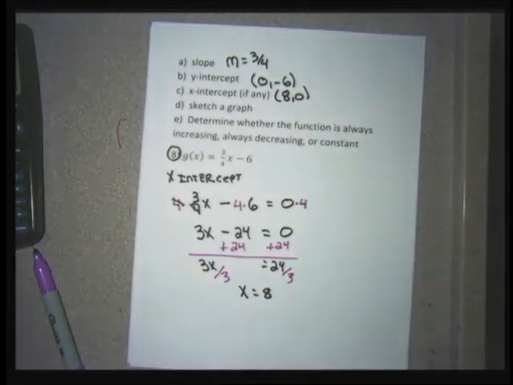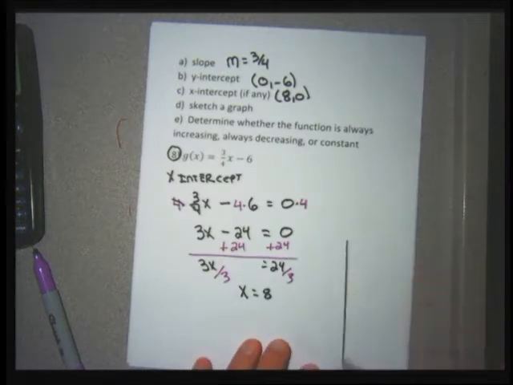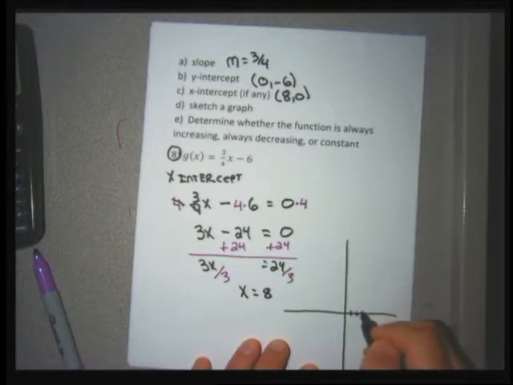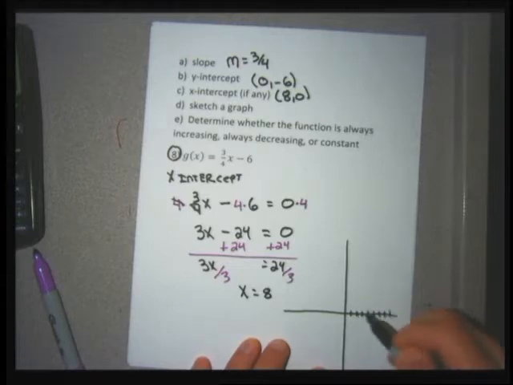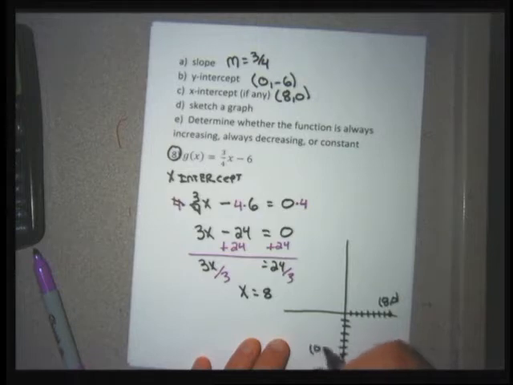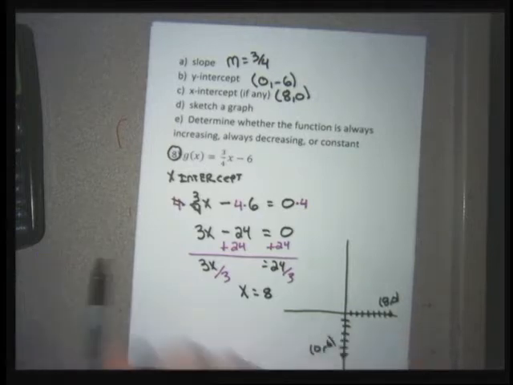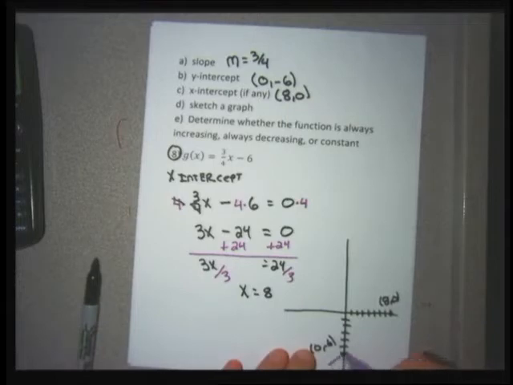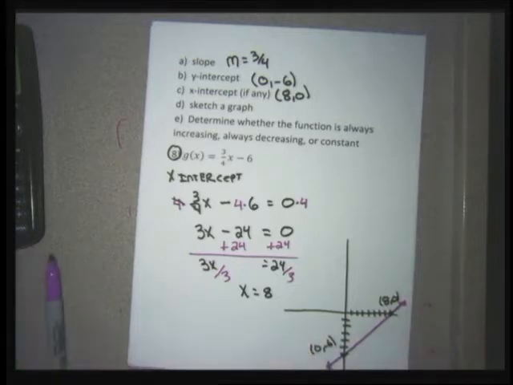Lots of ways to sketch a graph. Anytime I have both the x and the y-intercepts, that for me is normally the easiest way to graph. That means plotting the points and connecting them. 1, 2, 3, 4, 5, 6. So here's the point 8, 0. And then 1, 2, 3, 4, 5, 6, 0, negative 6. Again, I'm getting very lazy and not labeling my axes terribly well, but hardly matters. I'm going to connect those points with a line, put some arrows on it to signify my graph goes on forever.